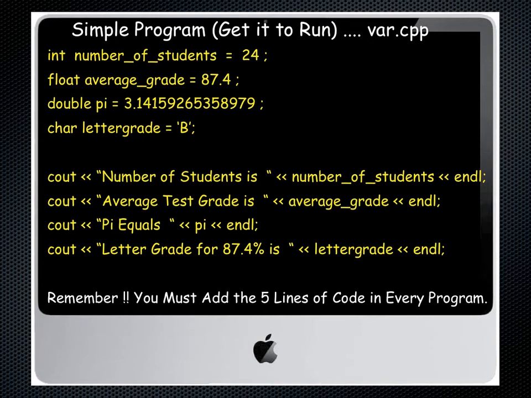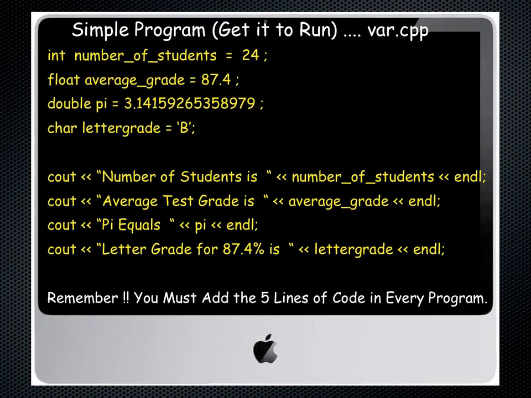Then we have 4 cout statements that allow us to recall in the program whatever value was stored in our variable and place it on the screen. So cout, number of students inside quotes, would give us that as a label, which is exactly like our cout statements prior to this point. Then we see inside the insertion operators the variable name number of students with an endl.